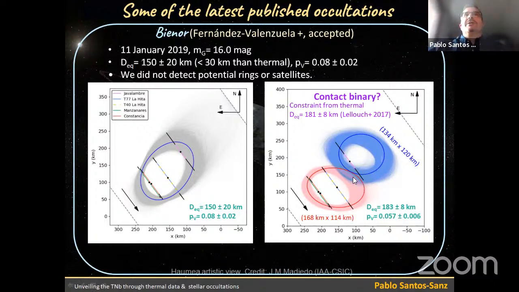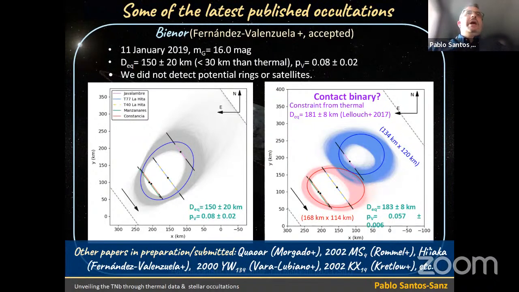This is really interesting because it can explain some things that cannot be explained by this simple elliptical fit. And of course, the equivalent diameter of the two bodies is constrained using this thermal result. There are other papers about the stellar occultation by these bodies in preparation or submitted. Some of them are submitted, some are close to being submitted or in preparation.